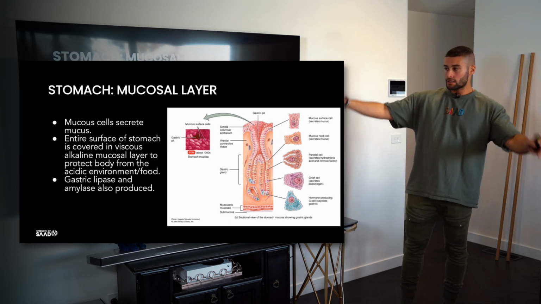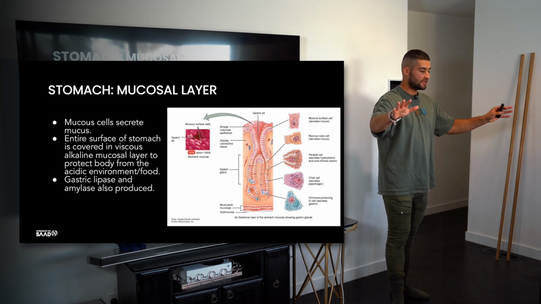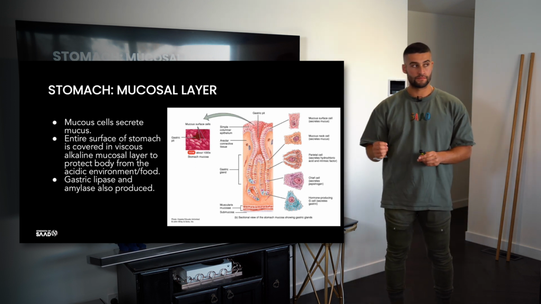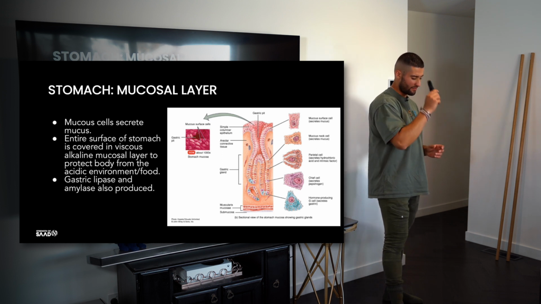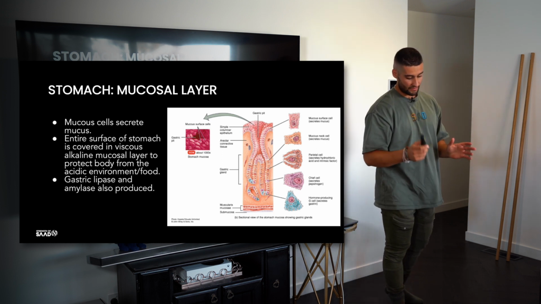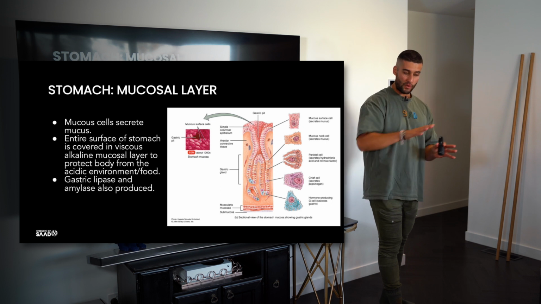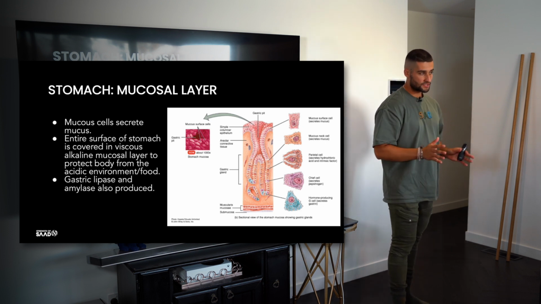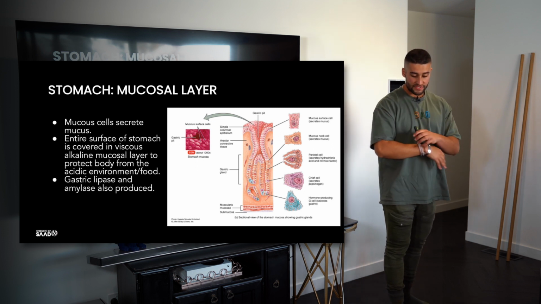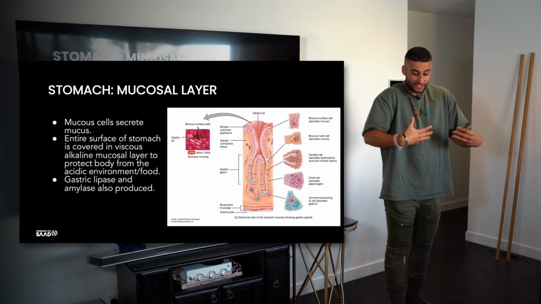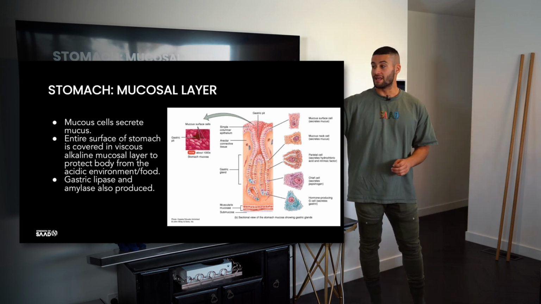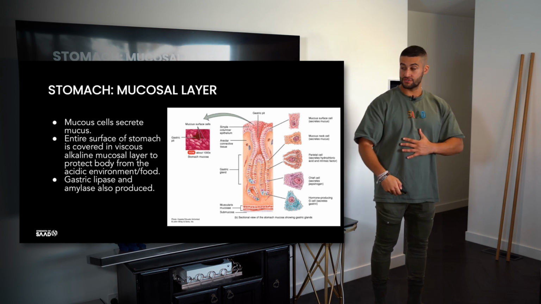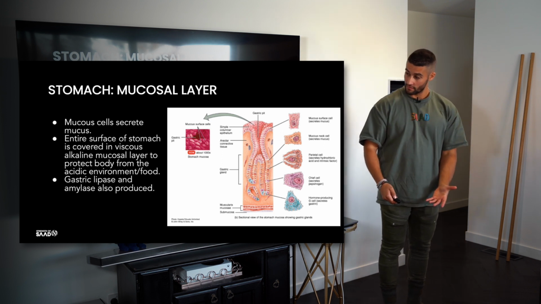The entire surface of the stomach is covered with a protective mucosal layer. Why is this? Our body's so smart. I love the human body. If we didn't have this, the acidity would kill our stomach. It'd put holes in it. We would self-digest ourselves. Another thing is lipase and amylase is also produced. It's produced in the mouth and it's produced in the stomach.